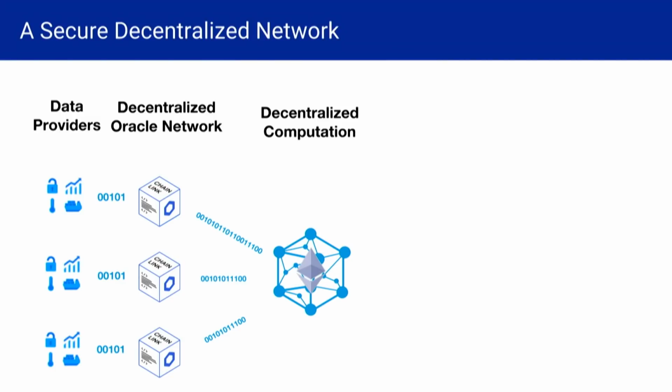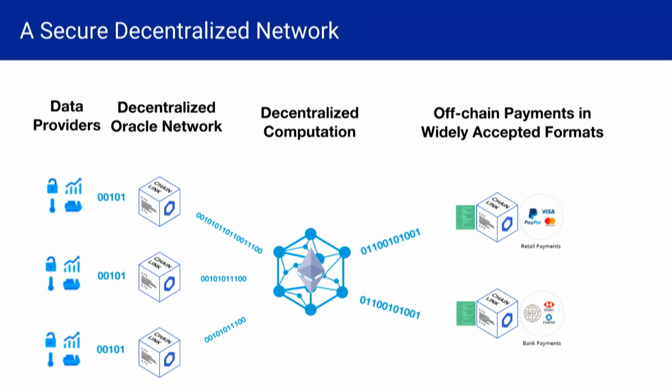To get a bigger picture, Chainlink is a decentralized Oracle network where you can select as many Oracle nodes, or Chainlink nodes, as we call them, as you like. And as such, you can select as many data sources as you like to trigger the execution of your smart contract. Then upon that smart contract's execution, you can also use Chainlink to pay out in a traditional fiat currency through whatever payment provider you prefer.